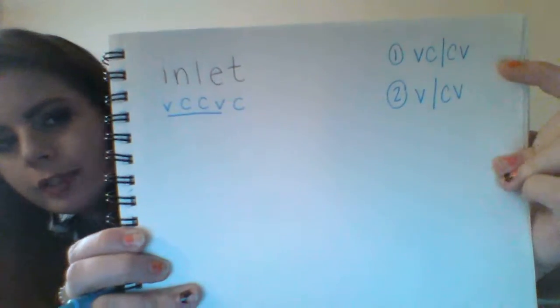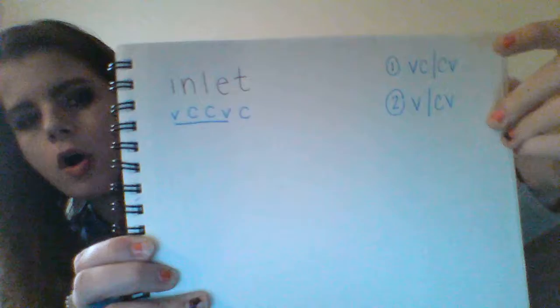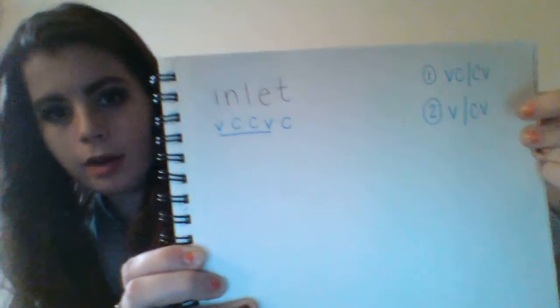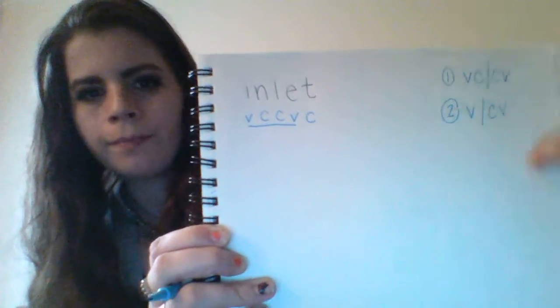Okay, next we're going to look at our syllable division. So this is how we're going to break apart our different syllables to break down our word and make it a little bit easier to read. In class, we talk about our 2 different syllable division patterns. So we always start with number 1. And then if we can't find that one, we go to number 2.